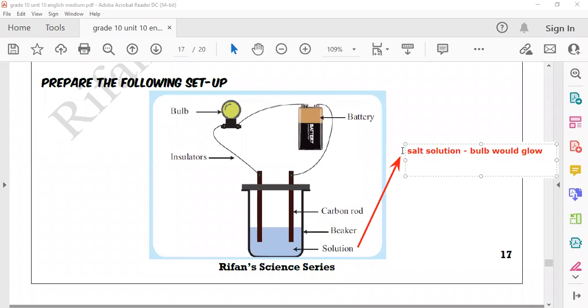Suppose instead of salt solution, you are using sugar solution. It is a covalent compound solution. Sugar is a covalent compound. Will the bulb glow? No, sir. So, to understand whether the given compound is covalent or ionic, you can use this practical, right? Preparing a solution and trying whether it is conducting electricity or not.